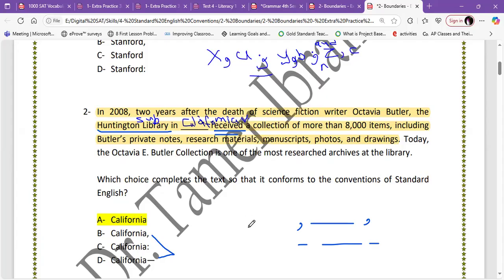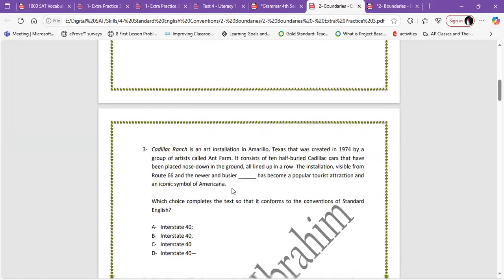Clear, Mizian? Yes, yes. Clear, Najib? Yes. Clear, Rahaf? Yeah. Take care, please. Take care. Number 3. Let's find out.